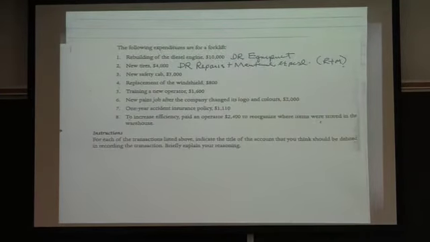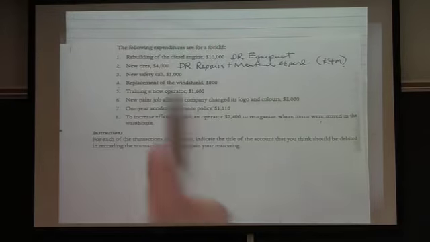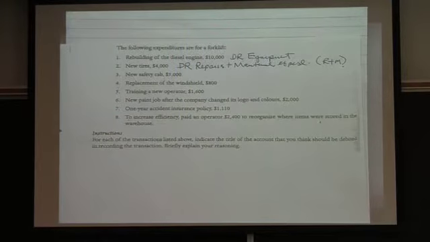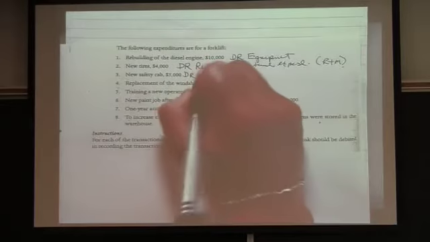Now, what about new safety cab, $5,000? Again, the words new and safety, it just makes that asset a little bit more useful. It improves or betters the asset, makes it more productive. It helps put safety in for our employees. So the answer is it should be a debit to equipment.